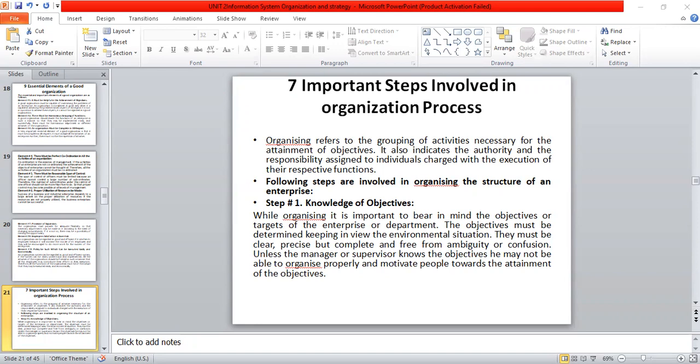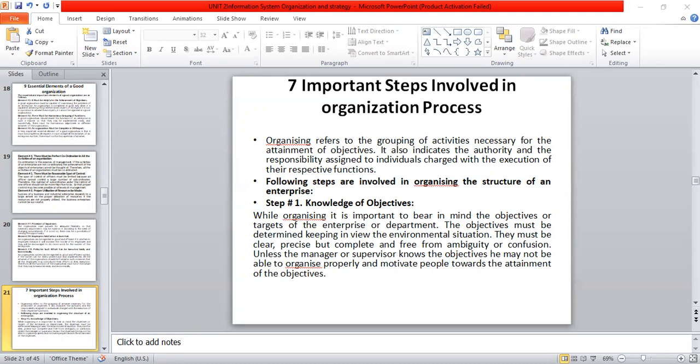Every organization has a provision for growth. That means it can develop one plant, or it can develop one branch, and another branch in another country or another city, or it can launch one new product, and make infrastructure for the new product. Likewise, an organization should have a provision for growth.